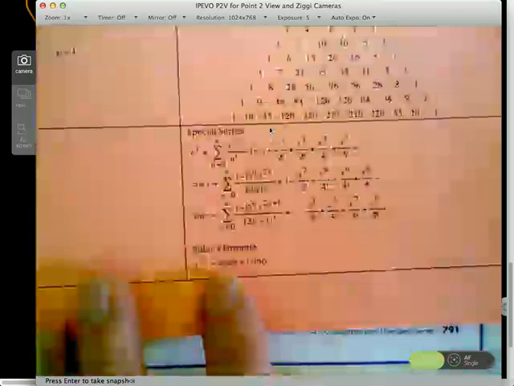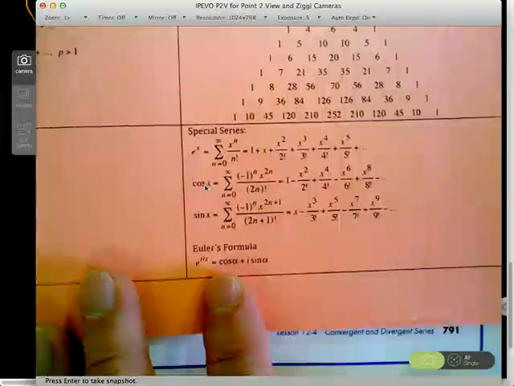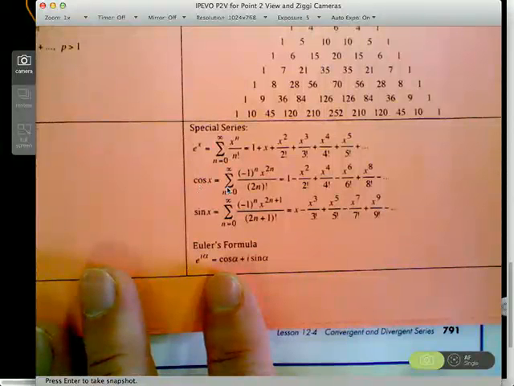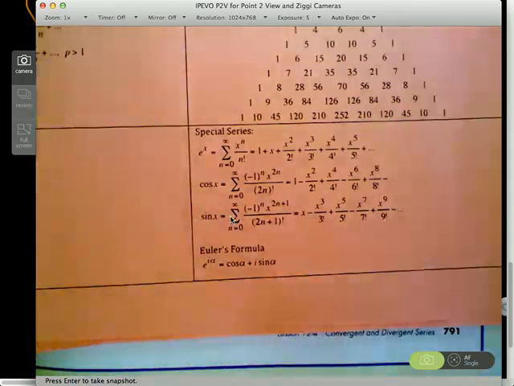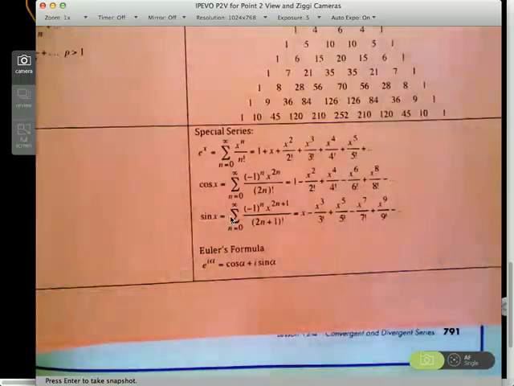Man, look how beautiful that is. Isn't that great? Cosine of x equals this. We're relating trigonometric ratios to sums of infinite lists. Mind blown.